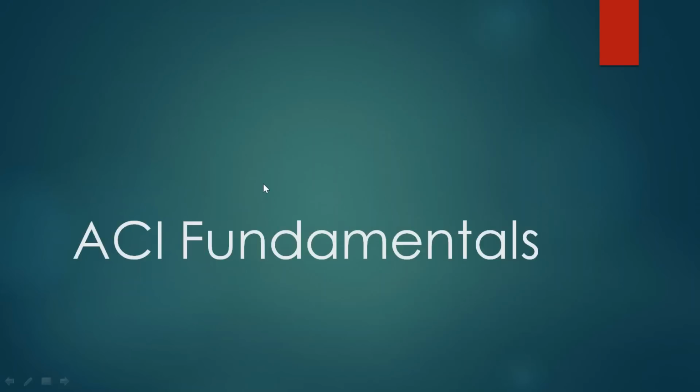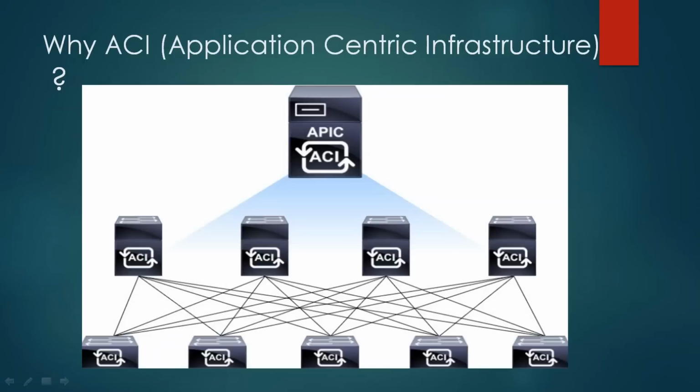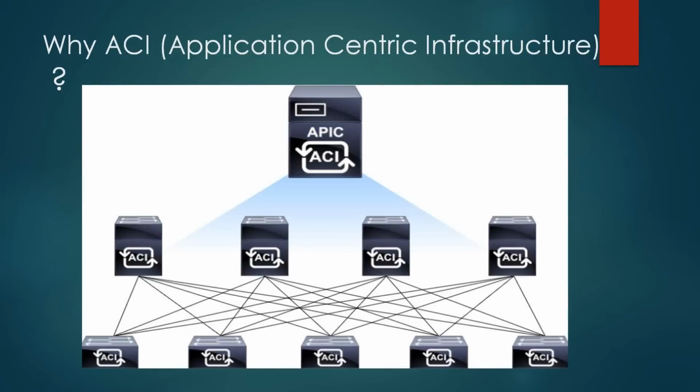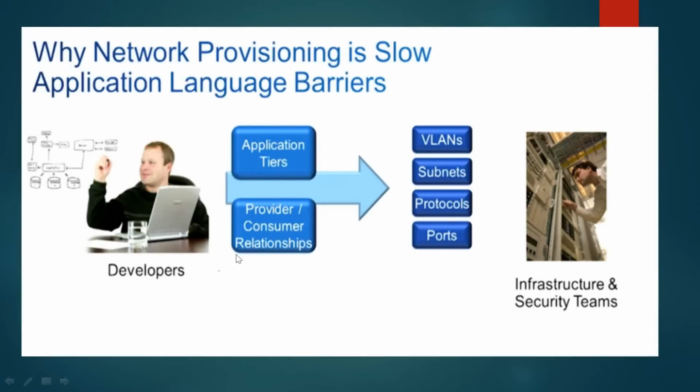Let us understand ACI fundamentals. ACI is application-centric infrastructure. You have the leaf and spine structure, and all this leaf and spine backbone is managed via a controller called the APIC controller, the application-centric controller. Now the question arises: why in the first place do we need this type of structure?